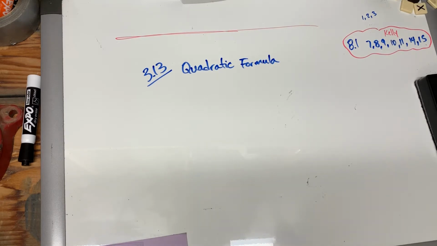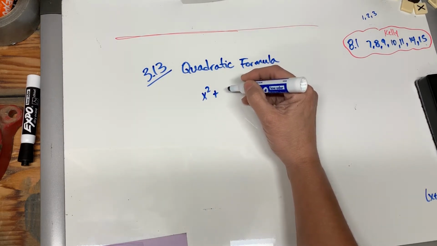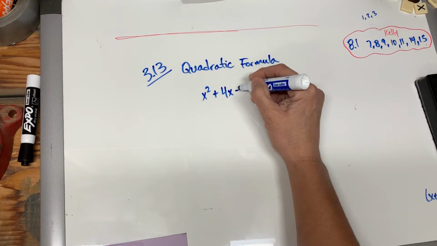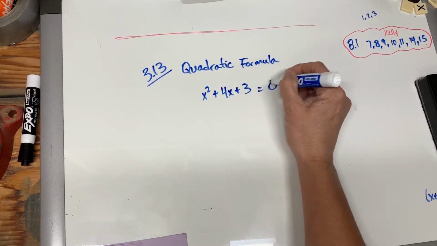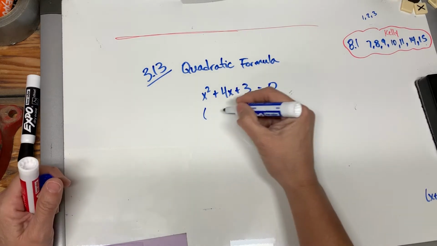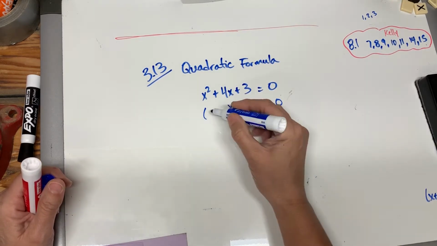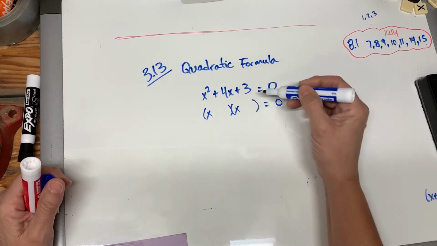in, let's say, the last homework we had something like x squared plus 4x plus 3 equals 0. And we were supposed to factor that. So we started off by putting our two empty sets of parentheses. I have x and x.